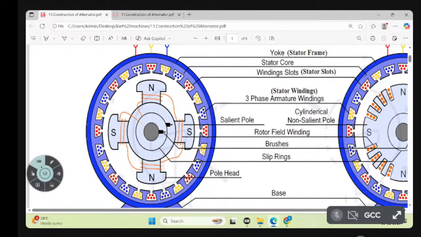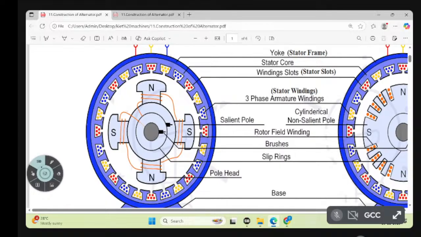Wherever red indicates, the supply is connected like this, like this, like this. Wherever red is there, red is continuous. And yellow also the same. Wherever yellow is there, like this. And blue. RYB. That is the color code of three phase. RYB. Red, yellow, blue.